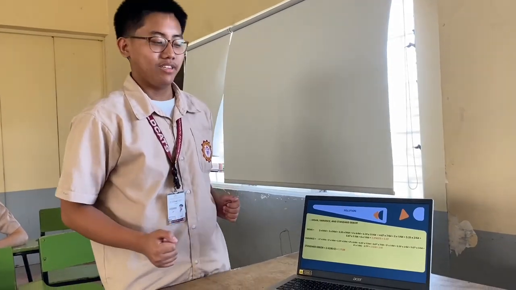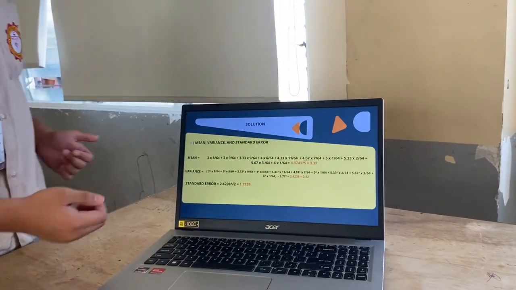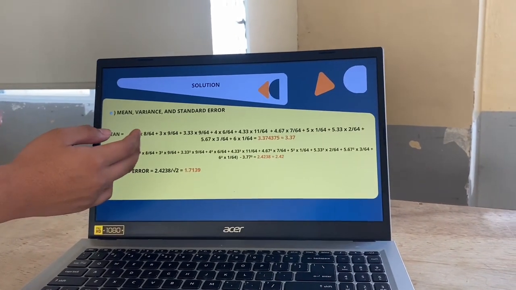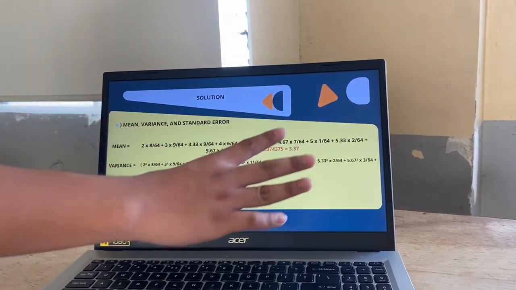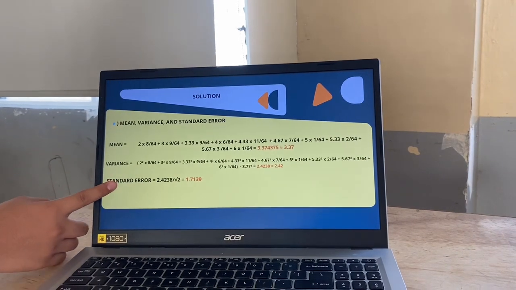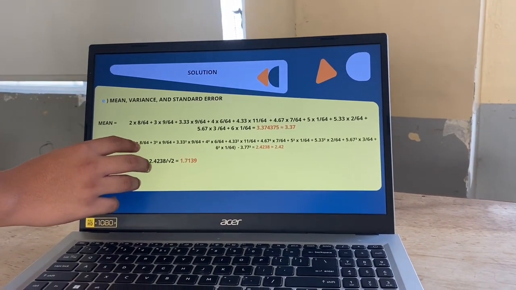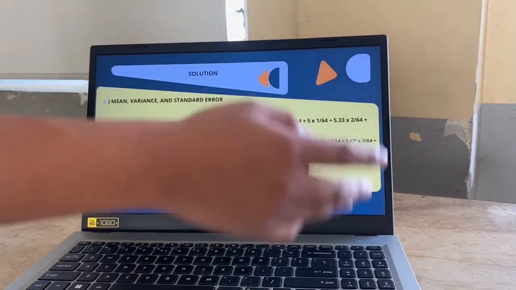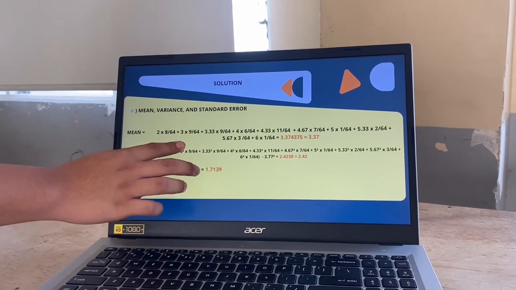And the next step is to get the mean, variance, and standard error. To get the mean, we do 2 times 8 over 64, plus 3 times 9 over 64, and so on. And we get 3.37. To get the variance, we get the numbers again and multiply them with 8 over 64, plus and so on. To get the standard error, we get the square root of the variance.